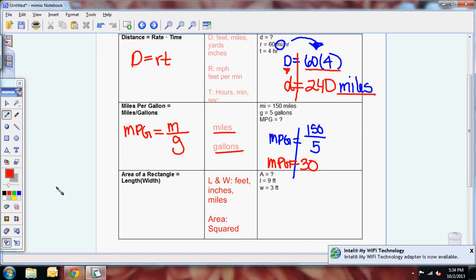Now always remember those units. So 30 what? Well, this is miles per gallon. So miles per gallon. So think about it. That's pretty good gas mileage nowadays.